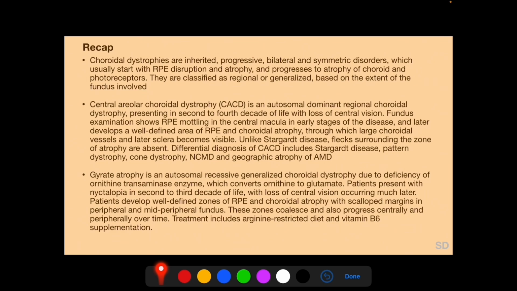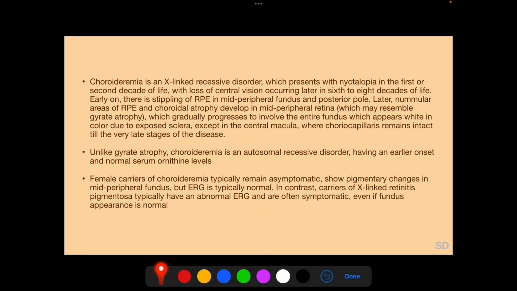Patients present with nyctalopia in second to third decade of life with loss of central vision occurring much later. Patients develop well-defined zones of RPE and choroidal atrophy with scalloped margins in peripheral and mid-peripheral fundus. These zones coalesce and also progress centrally and peripherally over time. Treatment includes arginine-restricted diet and vitamin B6 supplementation.